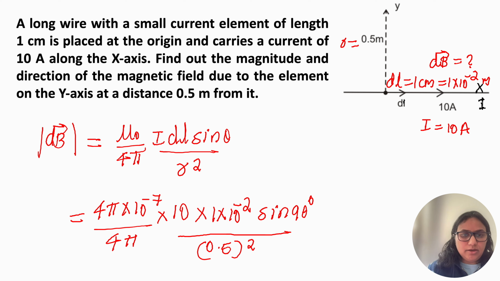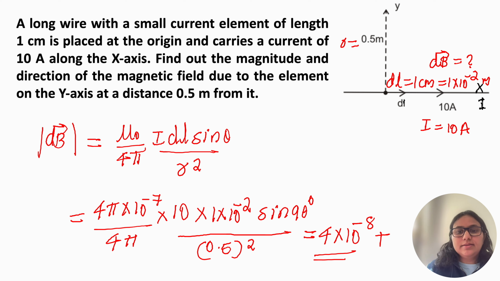So when you do this calculation, you get the answer as 4 into 10 power of minus 8 Tesla. That is the magnitude of the magnetic field. Tesla is the unit for measuring the magnetic field.